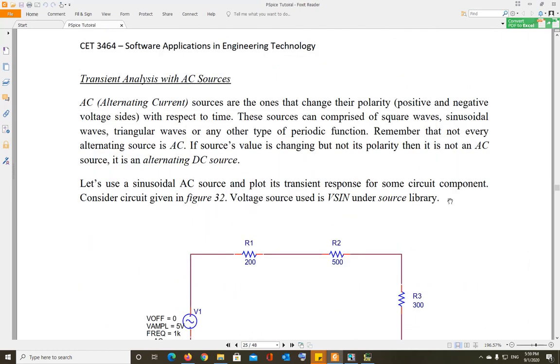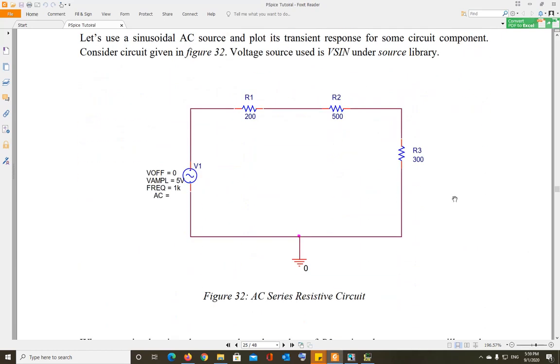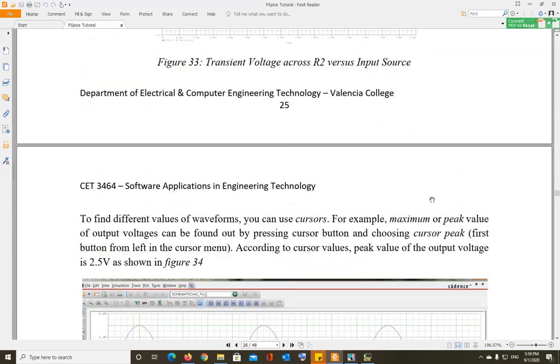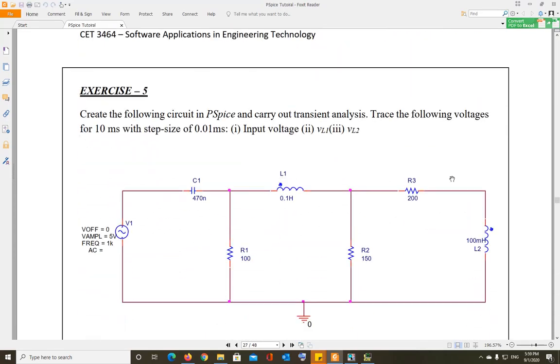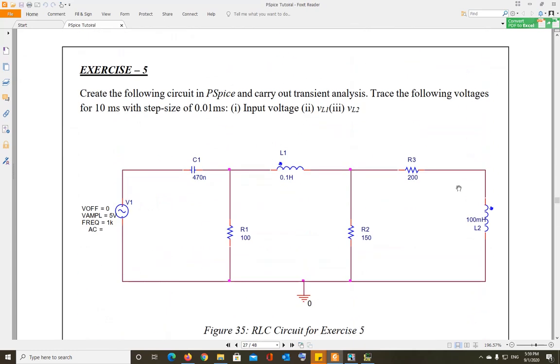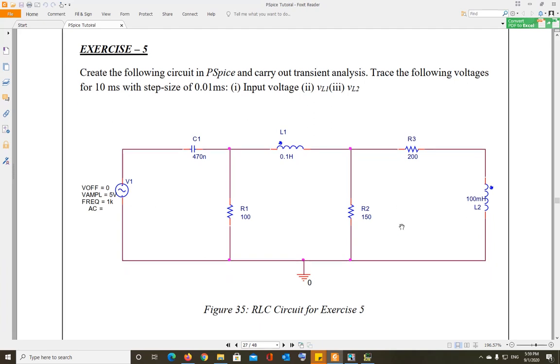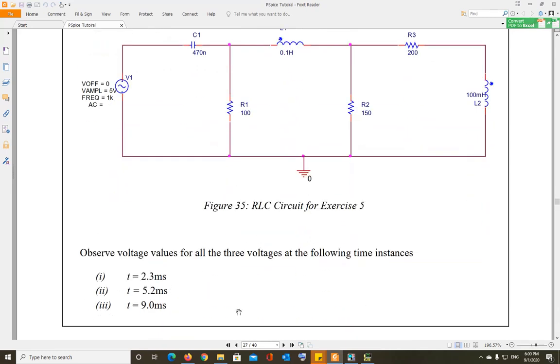Okay, transient analysis with AC sources. As I discussed with you, the AC sources and cursors. So exercise 5: you have a circuit and an AC source, and I'm asking you to carry out the simulation for 10 milliseconds with a step size of 0.01 millisecond, and then plot 3 waveforms: input voltage, VL1, and VL2, and then measure the voltages at these times.